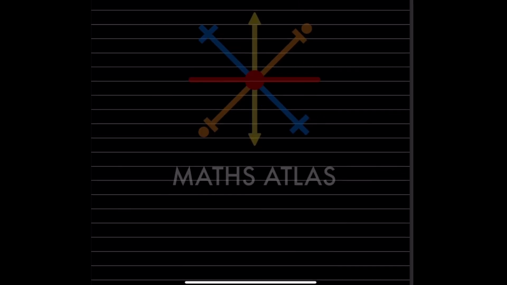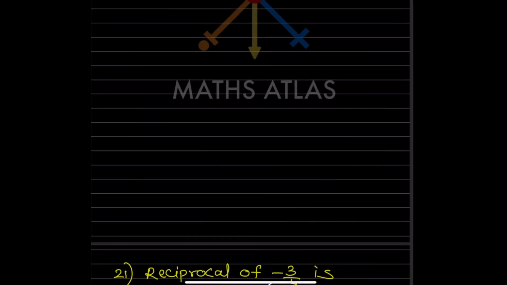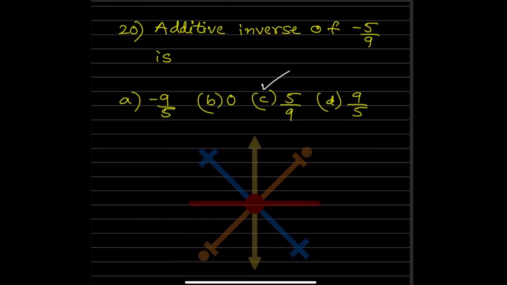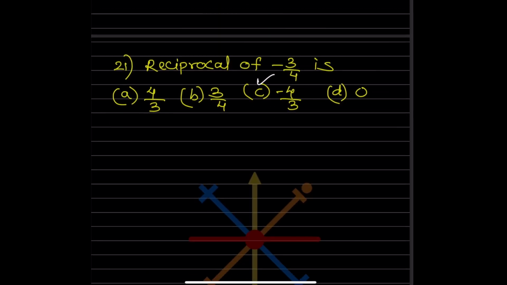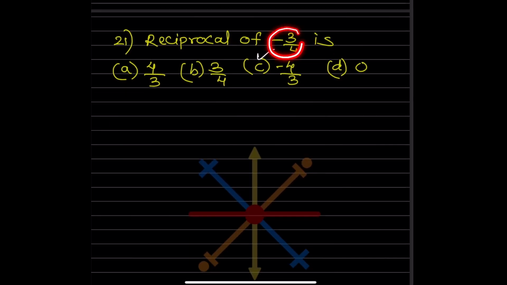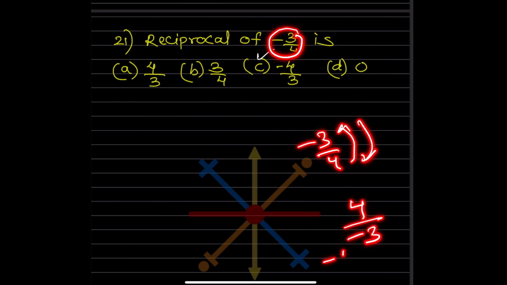See, additive inverse and the reciprocal. Reciprocal means you have to flip over, and for the additive inverse you have to just change the sign. The reciprocal of minus 3 by 4 means you have to flip this number. That will be 4 by minus 3, or we can write here minus 4 by 3.